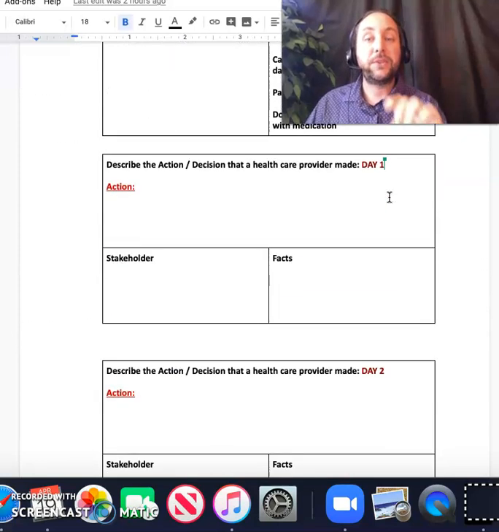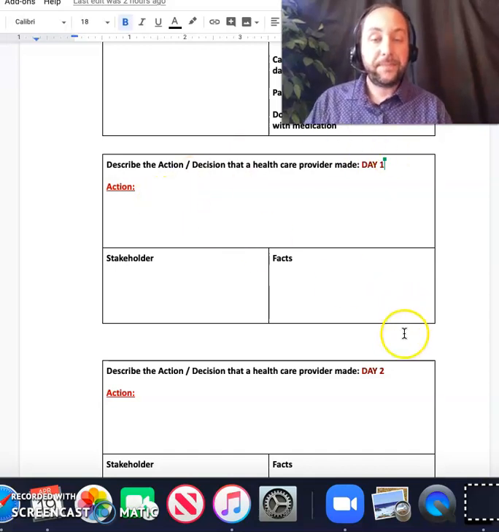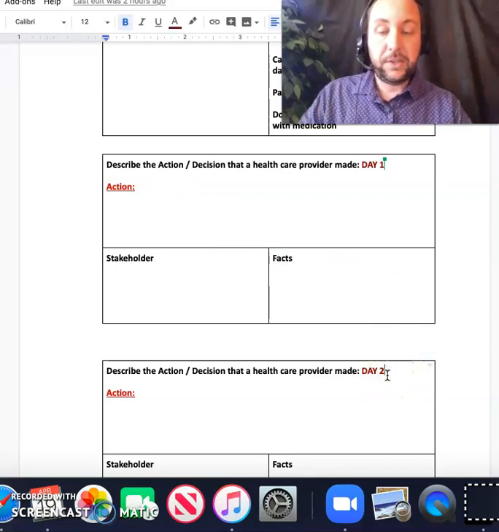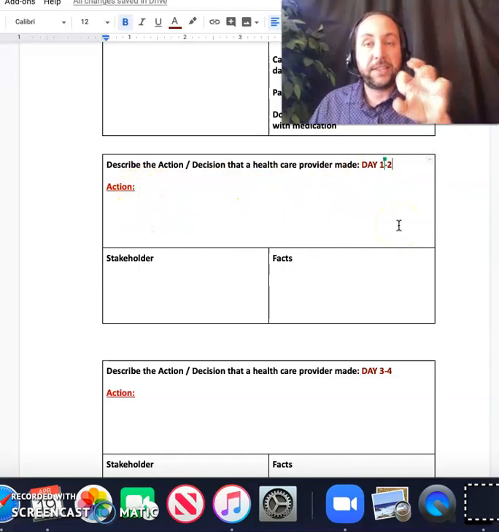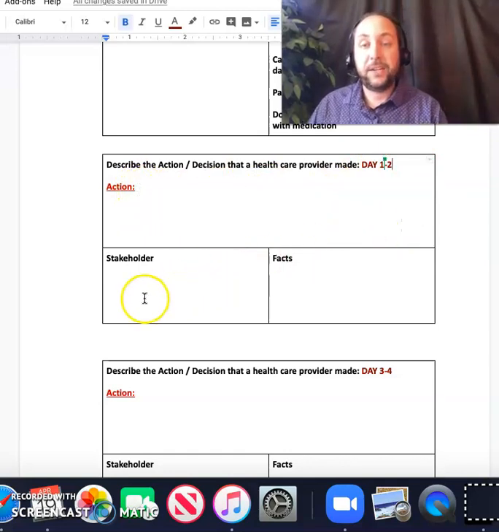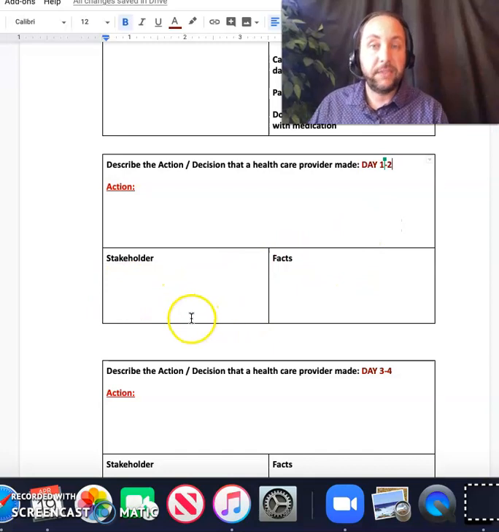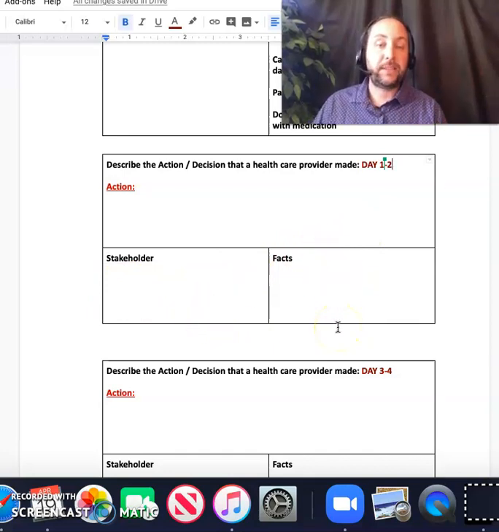I'm going to ask you to do this again 2 times for 2 different decisions. I need you to find an action that they took on days 1 and 2. Okay. It can be any decision you want. But whatever that decision is, you're going to write the decision here. They decided to do this, right? Who were the stakeholders involved in that decision, and what facts were they working with when they made that decision?